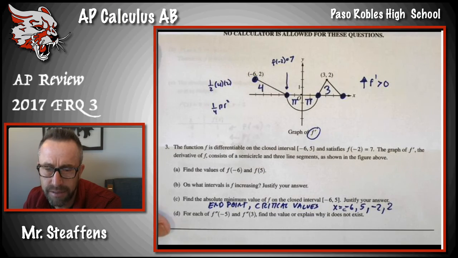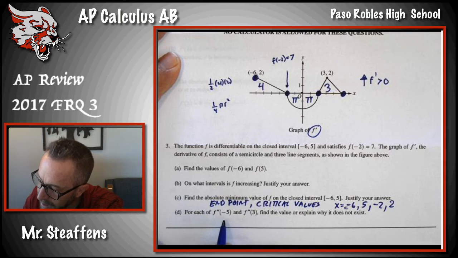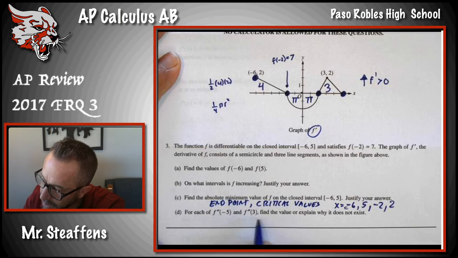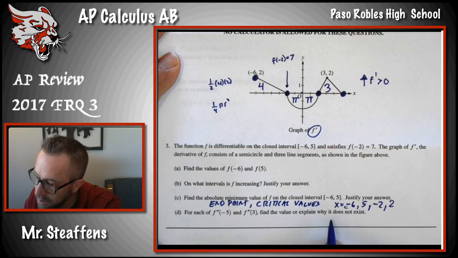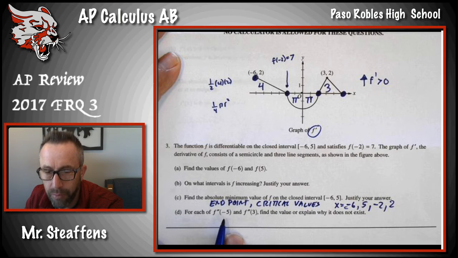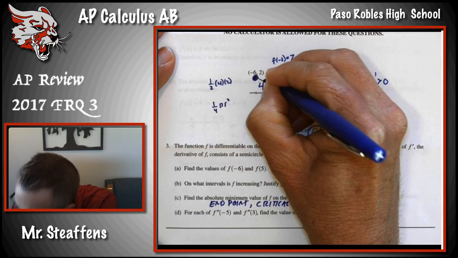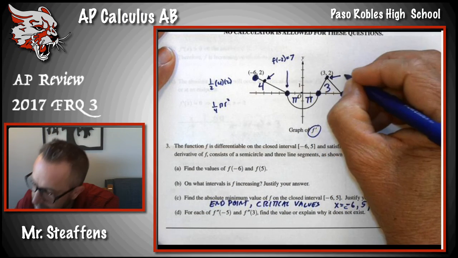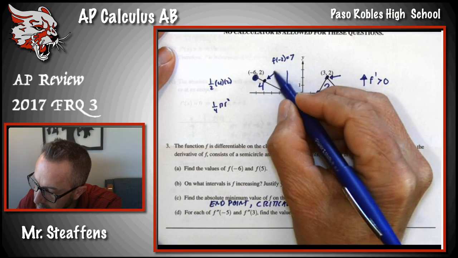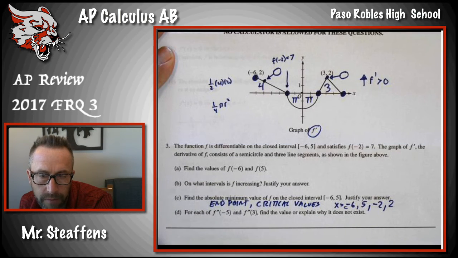All right, last part. Last part asks us to find. It says for each of f double prime at -5 and f prime at 3, find the value or explain why it does not exist. So I'm supposed to find the derivative of this derivative at -5. So that means right here, that's -5, and right here, that's 3. So I need to find these two derivatives and state what they are or why they don't exist. So this one's super easy.